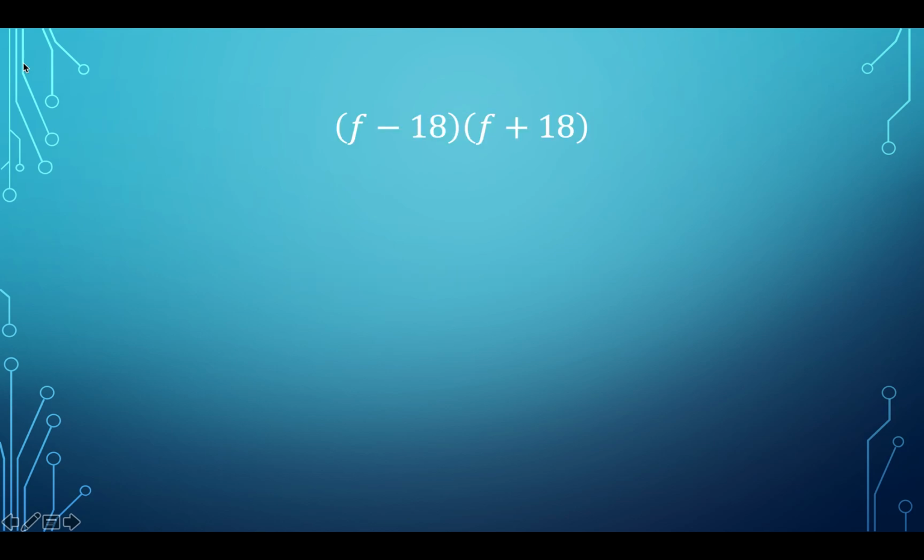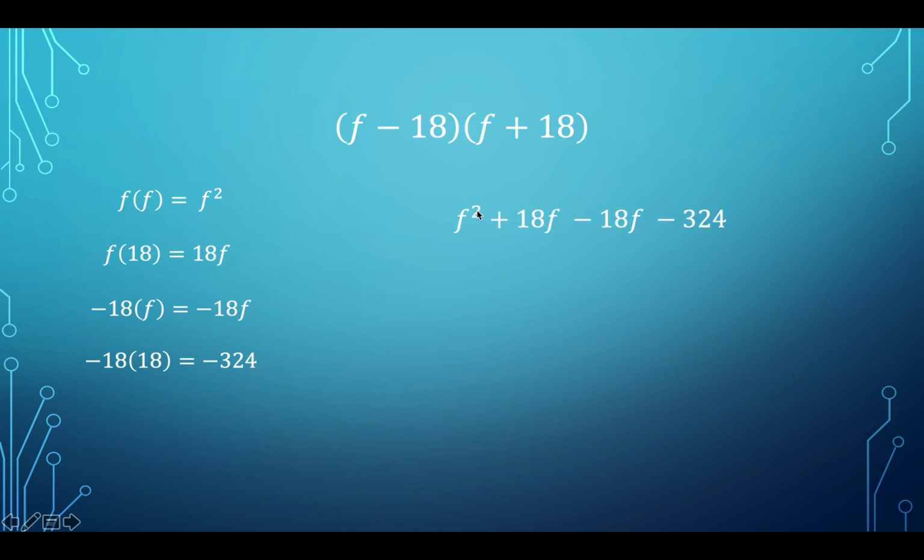So in the first problem, I gave you f minus 18 times f plus 18. To solve it, we're going to use FOIL. So the first thing we do is first, so f times f gives me f squared. Then we do outer, so f times 18 gives me 18f. Then we go to inner, so negative 18 times f. And then last, we do negative 18 times positive 18, and we get negative 324.